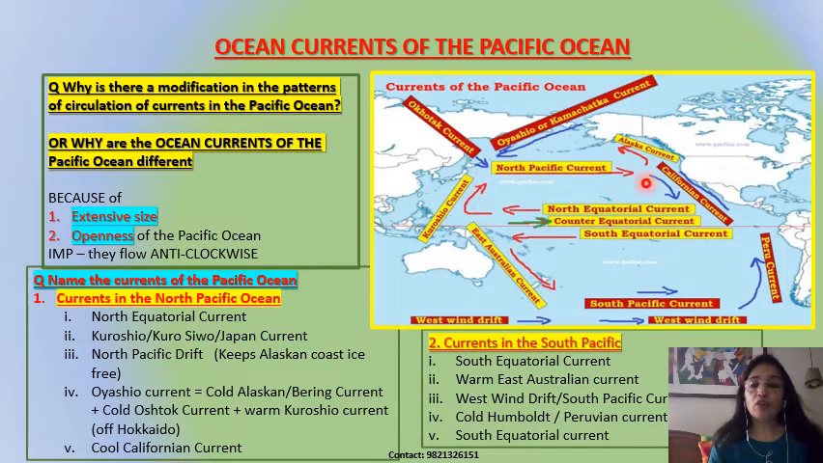The cool Californian Current. Currents in the South Pacific: South Equatorial Current, warm East Australian Current on the east coast of Australia, West Wind Drift, South Pacific Current, cold Humboldt, also the Peruvian Current, and back to the South Equatorial Current. So the currents names, please memorize.